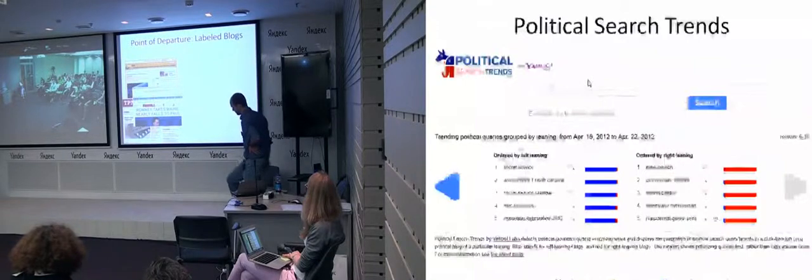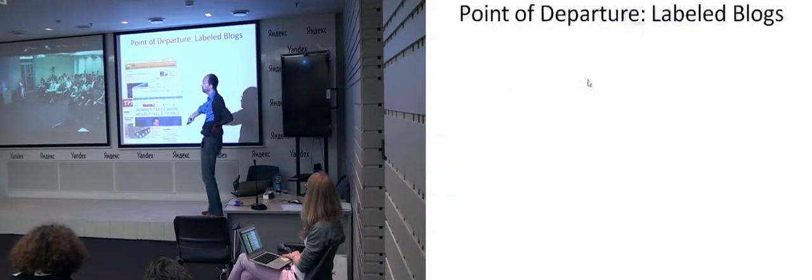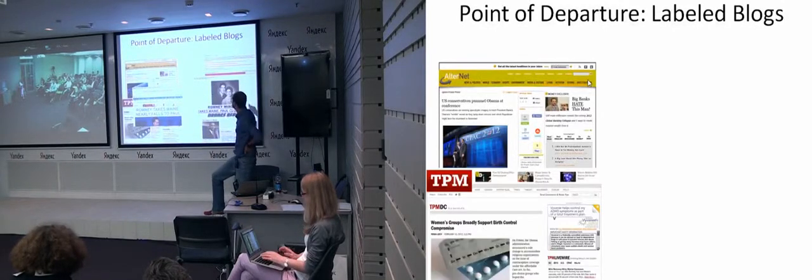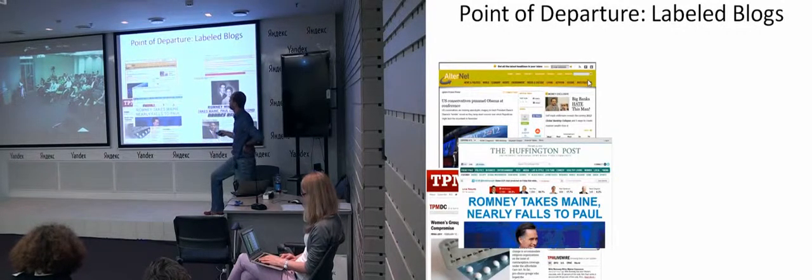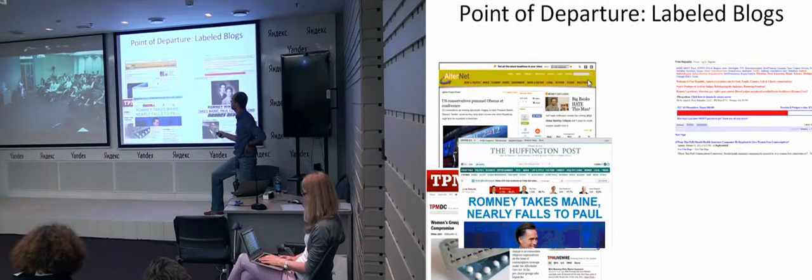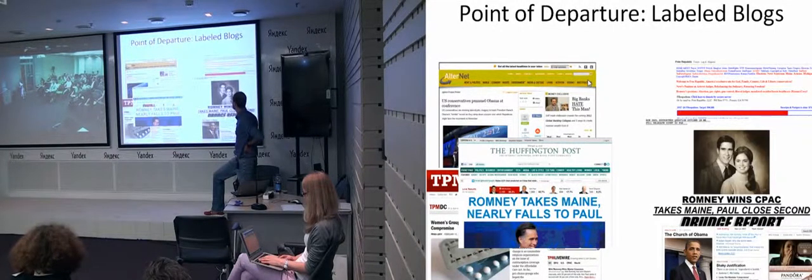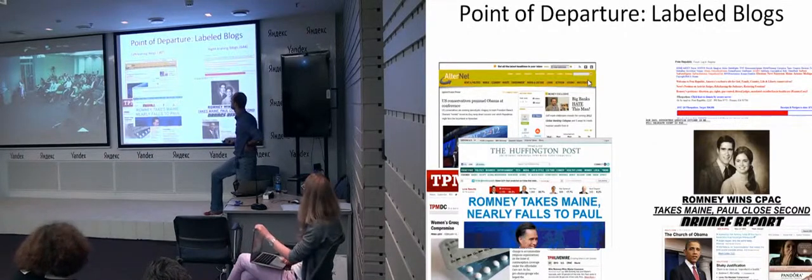So we have some blogs that are labeled as left-leaning. These are big political blogs or political websites, actually. And similarly, we have such sites for the right. On the left, the biggest example is the Huffington Post. On the right, the biggest example is the Drudge Report. Overall, there are roughly 1,000 such sites.